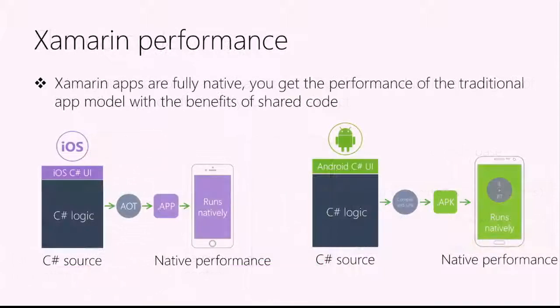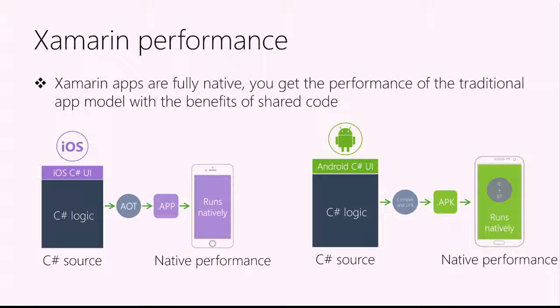Now, I want to talk a little bit about performance. We mentioned native tools, and we mentioned that we're making native applications. And I want to really reiterate, this means native performance. So we're writing in C#, but we're using the native tools to compile our applications. So we're not running in a shell. We're not running in an emulated environment. We're compiling an iOS application.